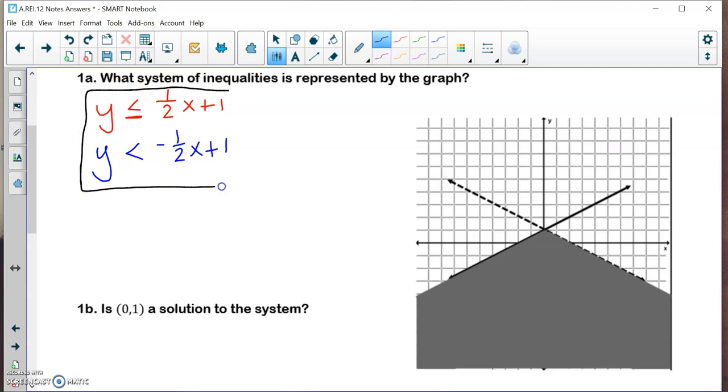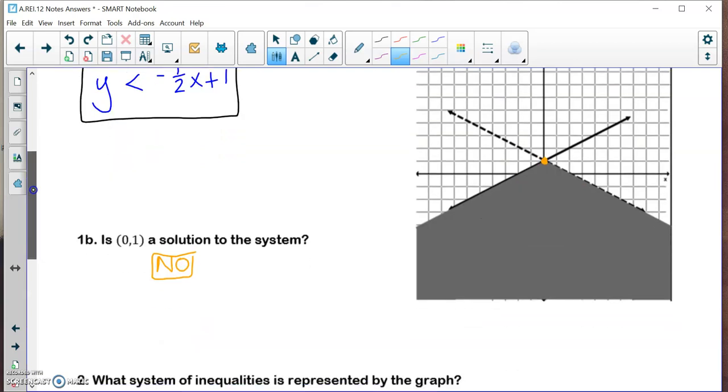That's it. Now, I want to determine if the point (0, 1) is a solution to this system. Well, that's this yellow dot here. And since it falls on the dotted line of my blue inequality, then this would not be a solution to the system because it would not satisfy the blue inequality. It would satisfy the red inequality, but not the blue one.